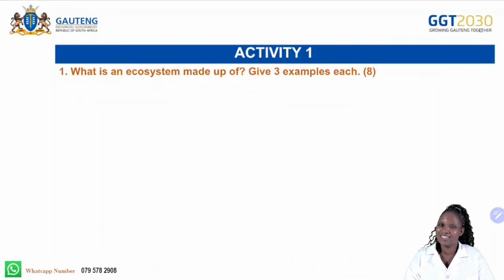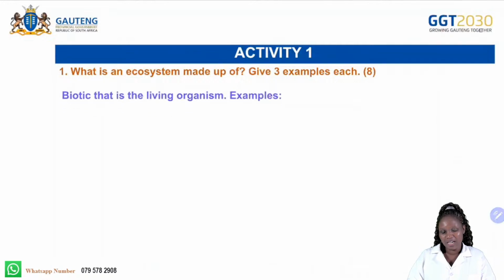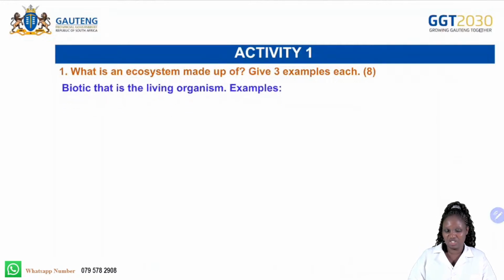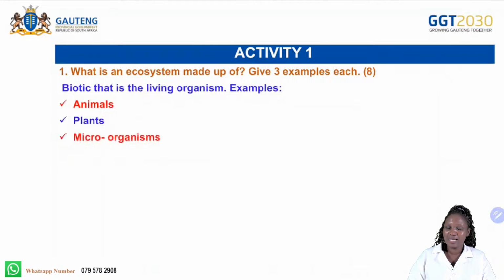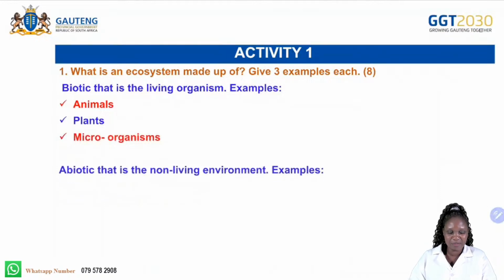Right, grade 8. Hope you are done with the activity. What is an ecosystem made up of? Give 3 examples each. All right. When we're looking at biotic, that is the living organisms. And the examples, we've got plants, we've got animals, we've got microorganisms. And what about the abiotic? These are non-living.